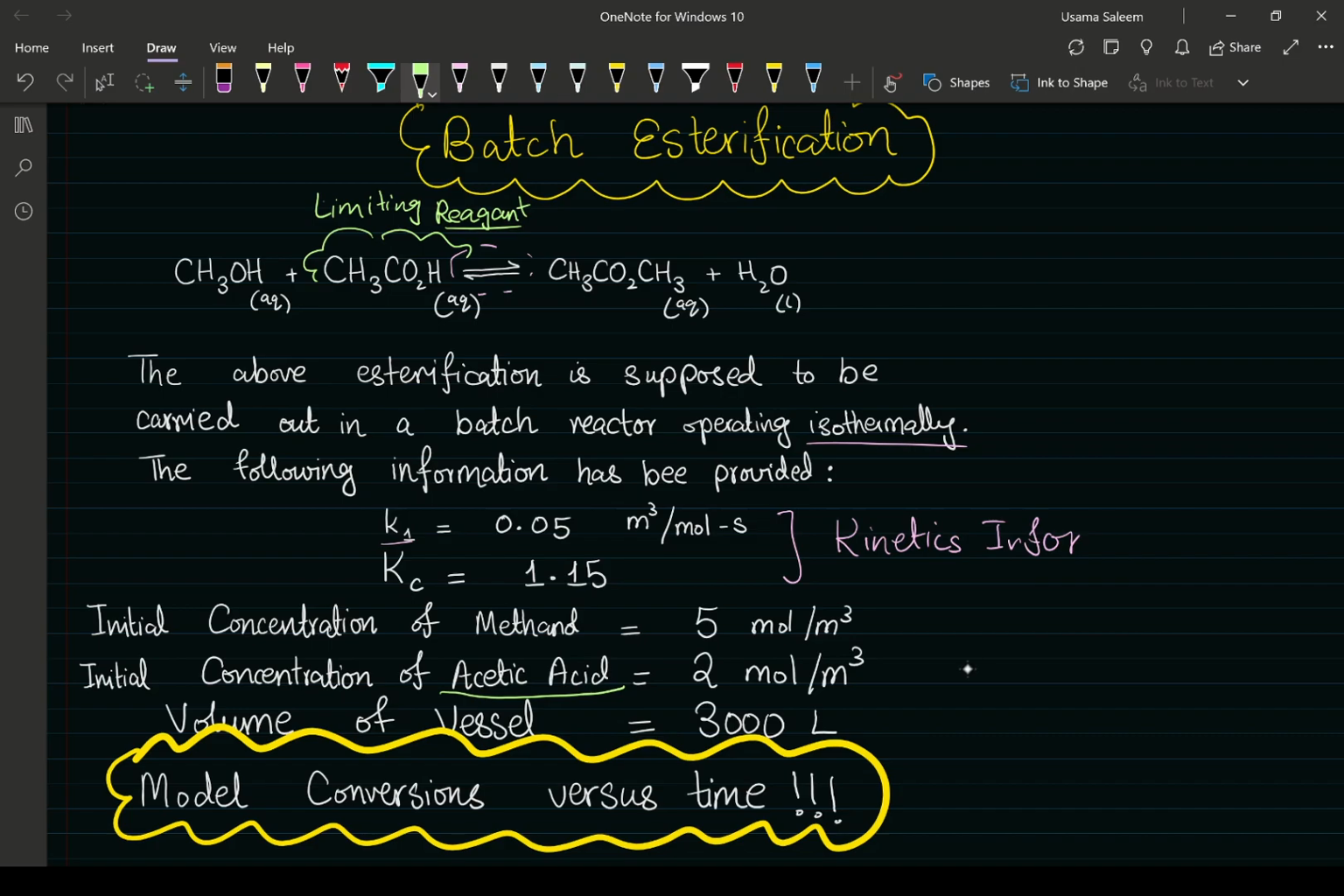The limiting reagent has to be designated as A, and methanol right here I'm going to designate as my species B. If you're following Fogler, 5th edition, first 5 chapters, species A always has to be the limiting reagent. Please review some GenChem if you have any questions. And once again, we have to model conversion versus time. Time is the independent variable when it comes to batch reactors.